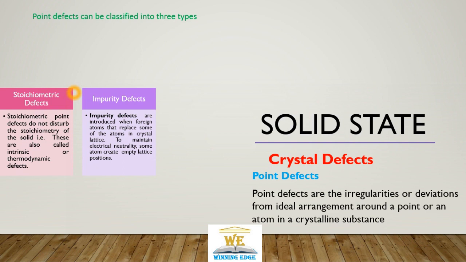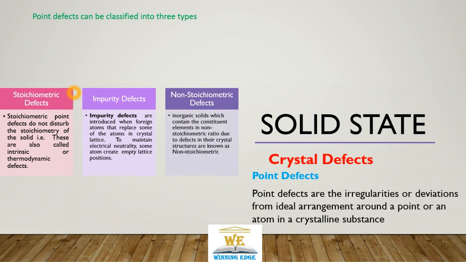The third defect is non-stoichiometric defects. Inorganic solids which contain the constituent elements in a non-stoichiometric ratio due to defects in the crystal structure are known as non-stoichiometric defects. Now, let's discuss non-stoichiometric defects first.